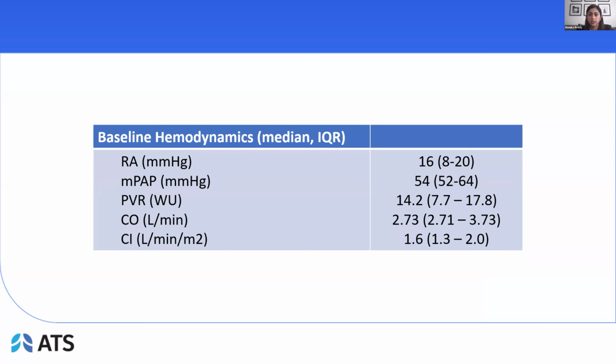This table just shows us the baseline hemodynamics of our study population. So here we can see that the median RA pressure was 16 millimeters of mercury. The mean pulmonary artery pressure was 54 millimeters of mercury. And then the median PVR was 14 Woods units. Our patients also had a really low cardiac output with a median value of 2.73 liters per minute. And I think all of these parameters truly depict the severity of illness in our group.